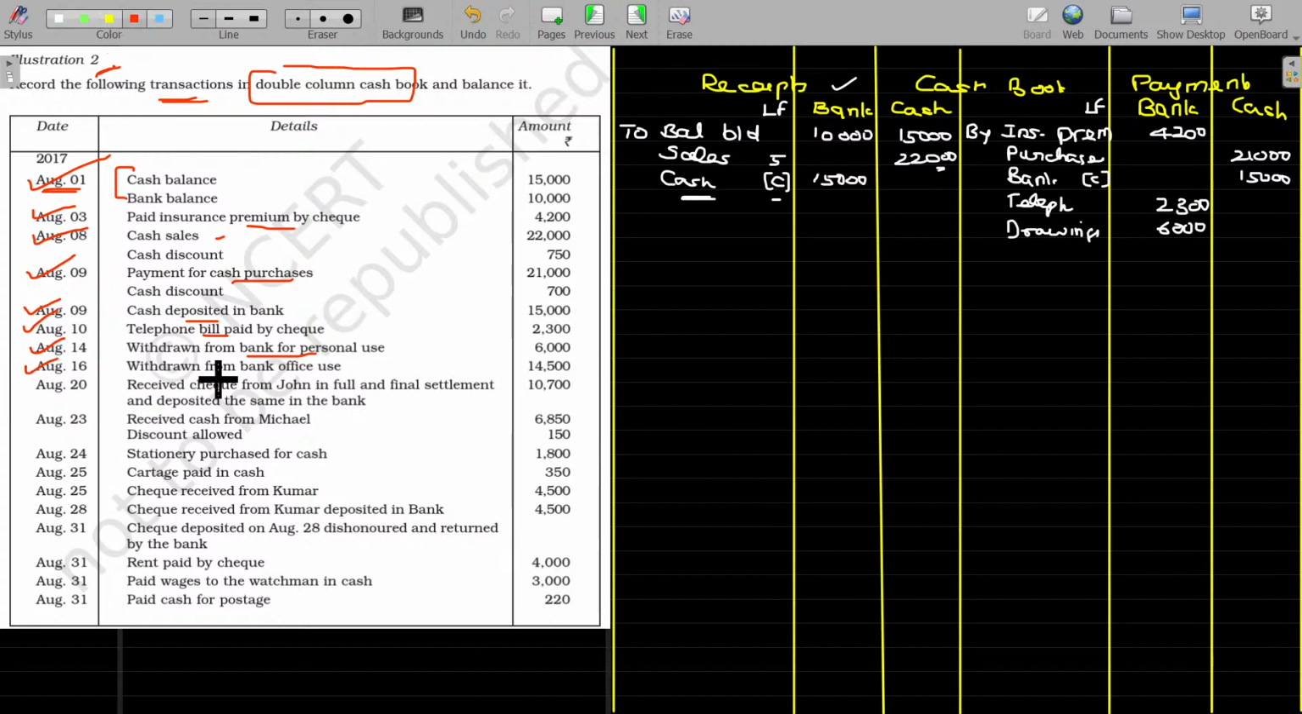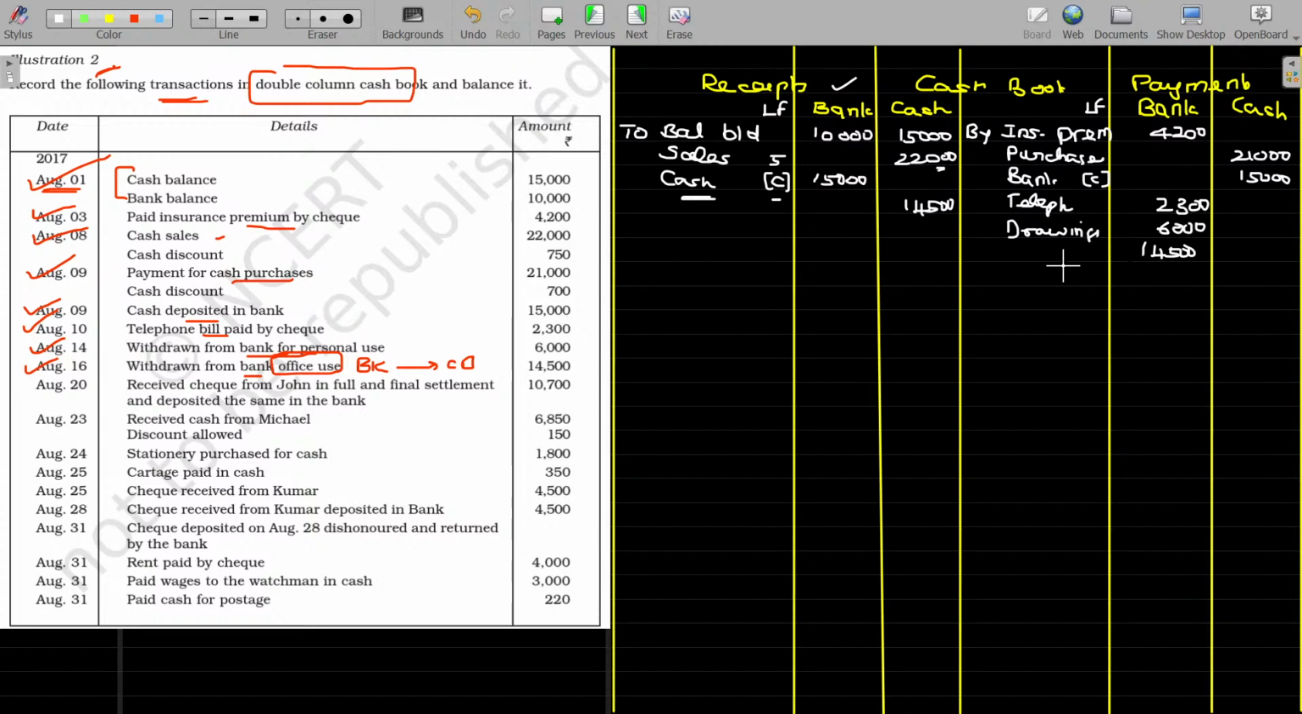On 16th August, withdrawn from bank for office use. Then the amount to transfer from bank to cash box. For the cash, the money comes in, so it should be in the receipt side of the cash column, 14,500. In the bank column, it's a payment, so I put that value in the payment column.